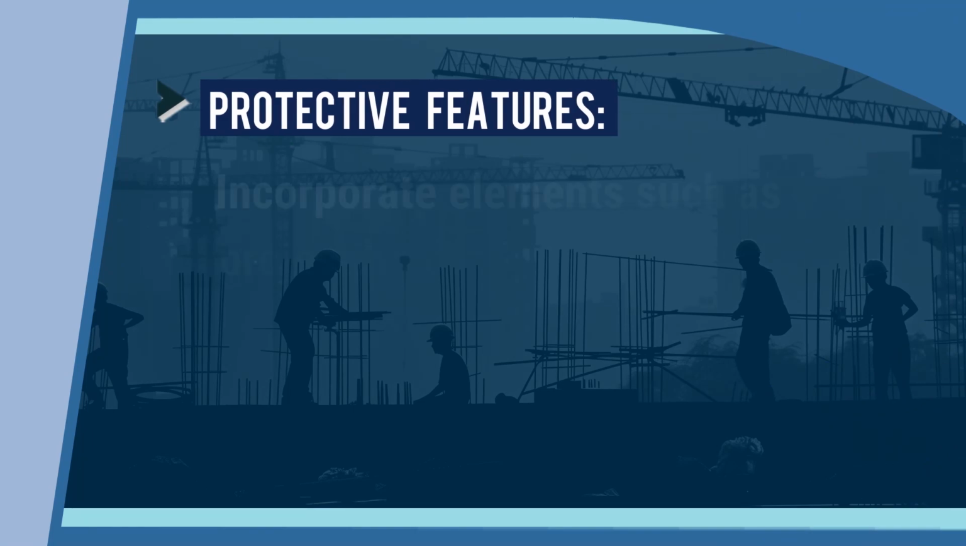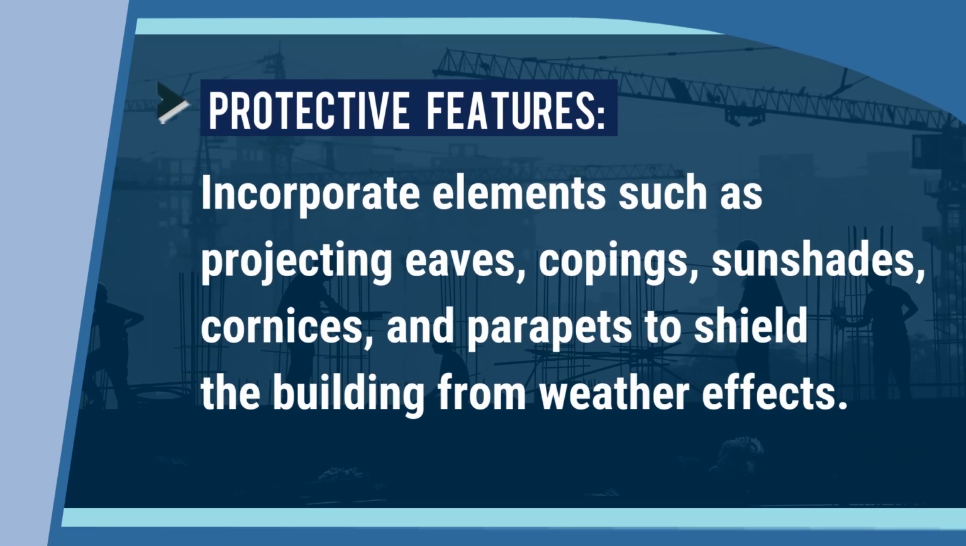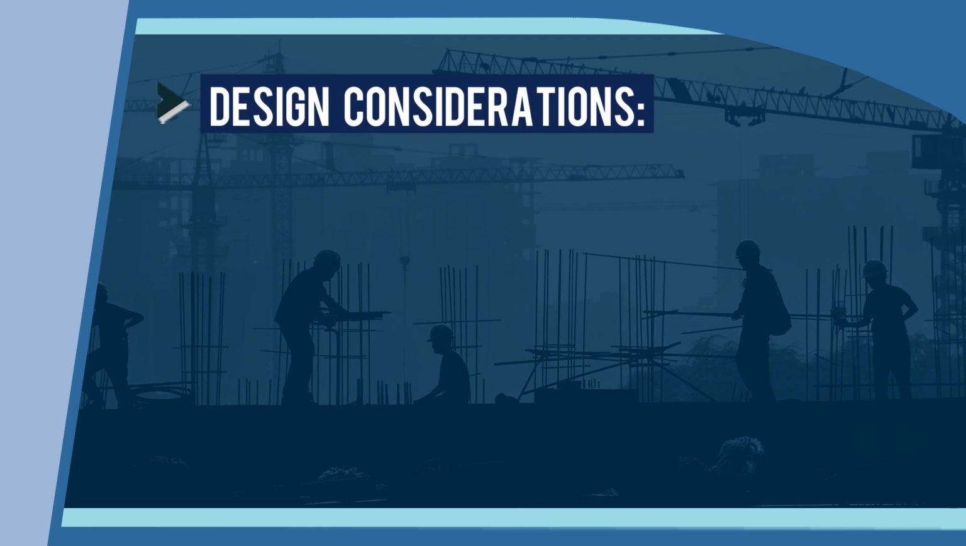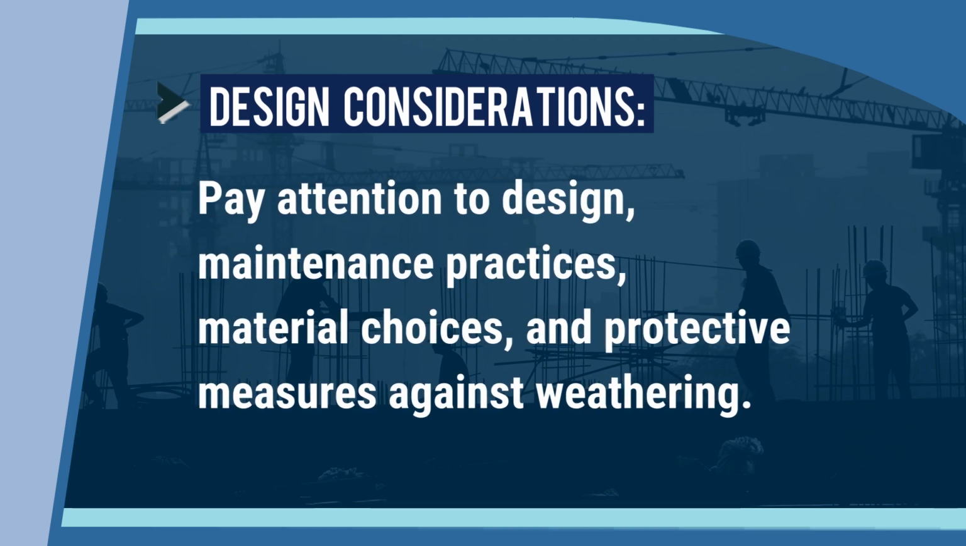Protective features: incorporate elements such as projecting eaves, copings, sunshades, cornices and parapets to shield the building from weather effects. Then the design considerations: pay attention to design, maintenance practices, material choices and protective measures against weathering.